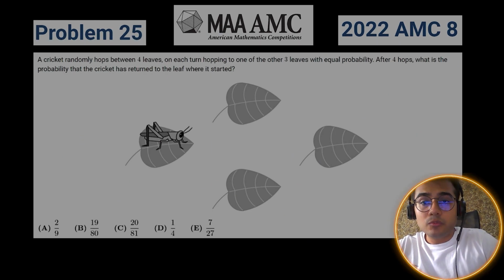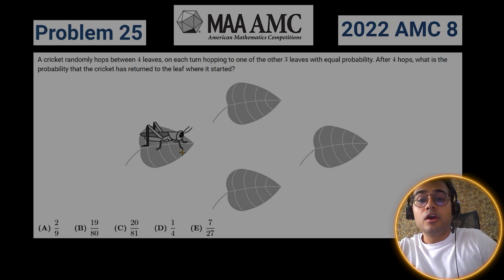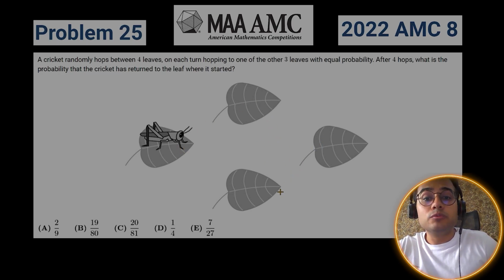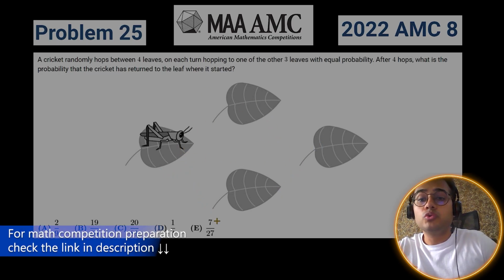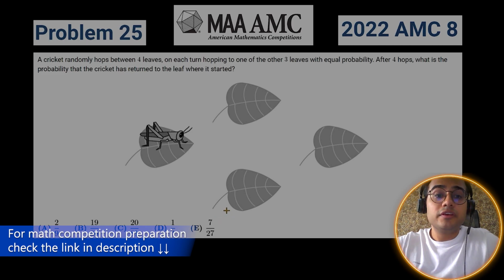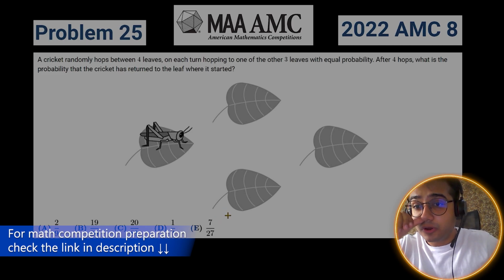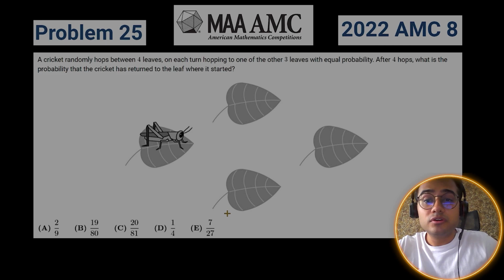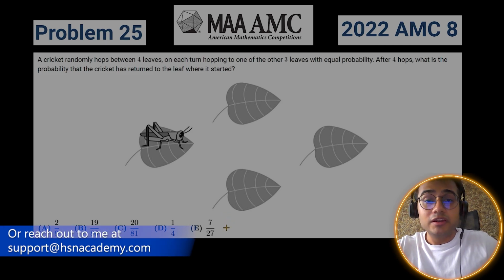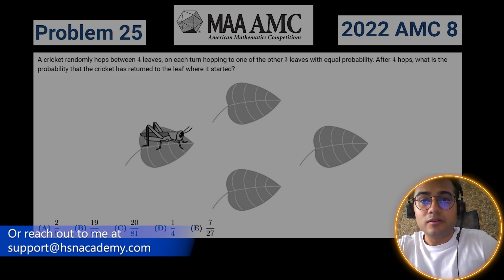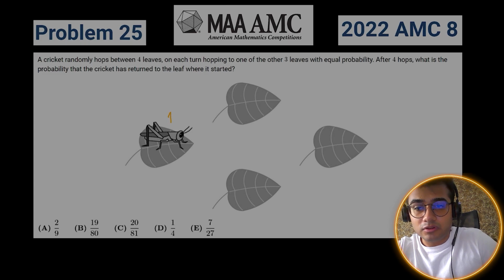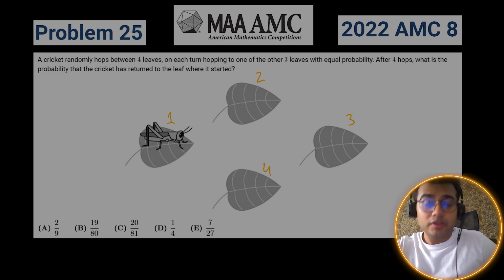Okay, so in this problem we have a cricket which is hopping on 4 leaves with equal probability. So from each leaf it can go to any of the other 3 leaves. They're saying after 4 hops, what is the probability that the cricket has returned to the leaf that it started on? Now to keep track of things, let's label the leaves. I'm going to call them 1, 2, 3, and 4, just to make things easier to keep track of and easier to understand.